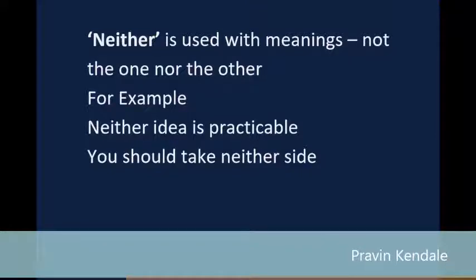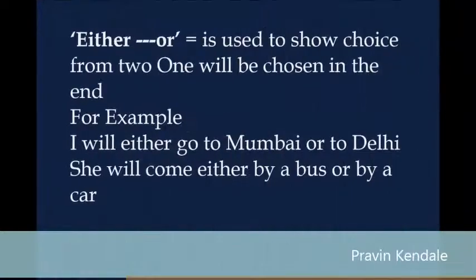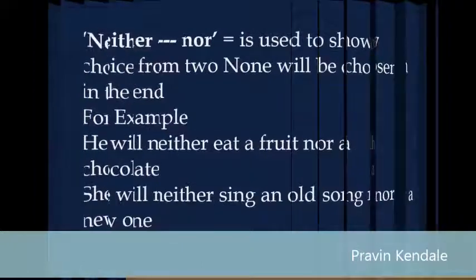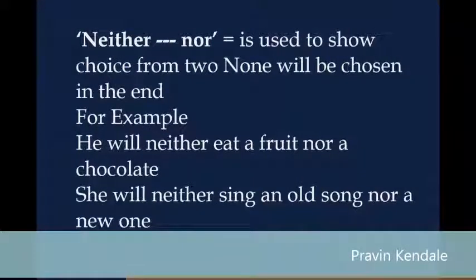Either...or is used to show a choice from two, where one will be chosen in the end. For example, I will either go to Mumbai or to Delhi. She will come either by a bus or by a car. Neither...nor is used to show a choice from two, where none will be chosen in the end. For example, he will neither eat a fruit nor a chocolate. She will neither sing an old song nor a new one.